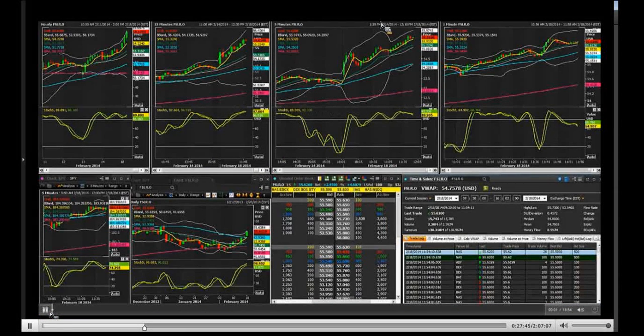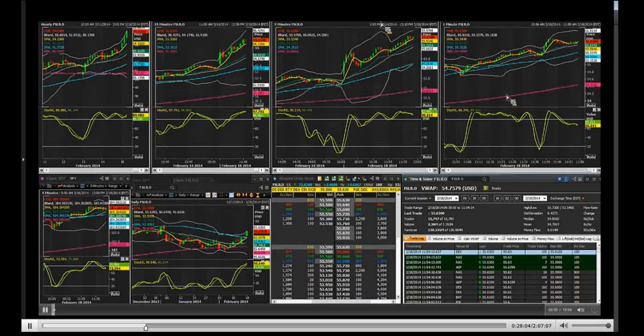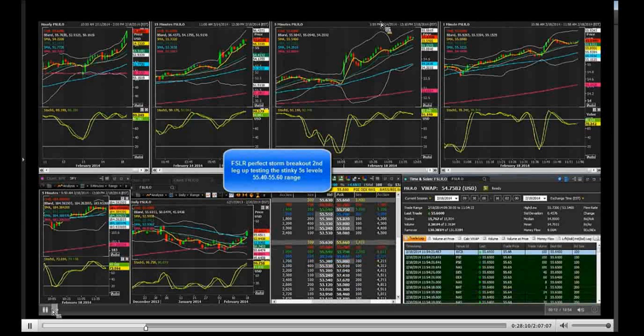So if we take a look at First Solar here, first of all, this is your 1 minute rifle chart, 5, 15, and 60 minute, and then you have the SPY, 1 minute and 5 minute. Those are our benchmarks. So First Solar is forming a test for a second perfect storm breakout. Right now, First Solar is trading at 55.66.